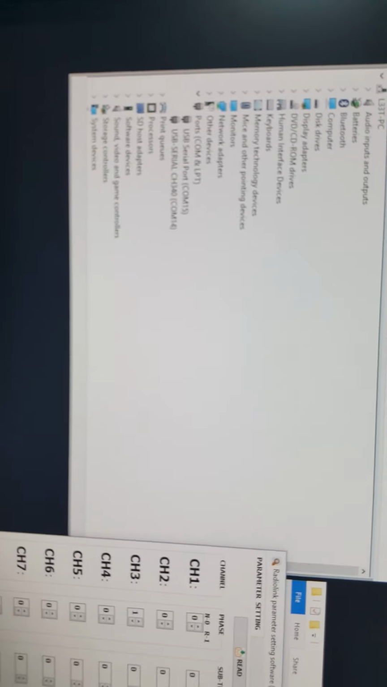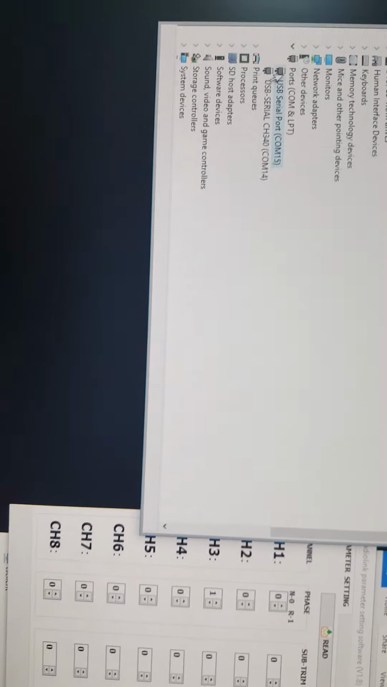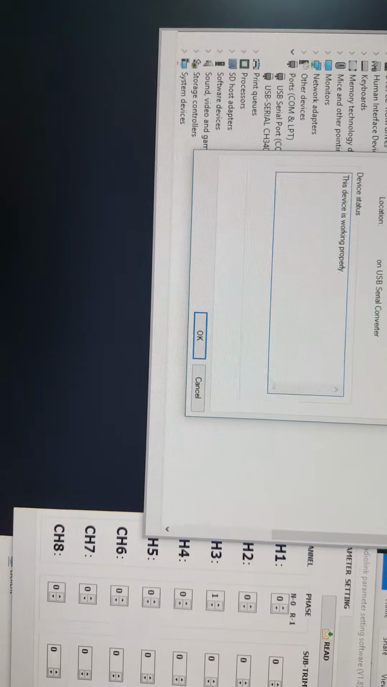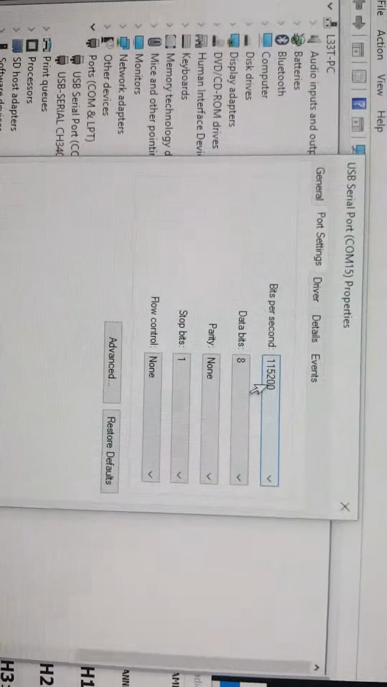Let me get you a screenshot of the COM port being used here. And here are the COM port settings that I used.